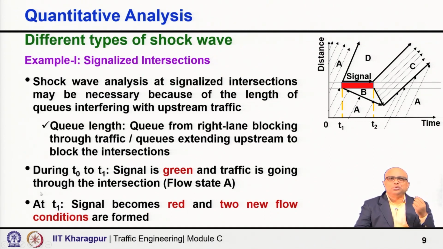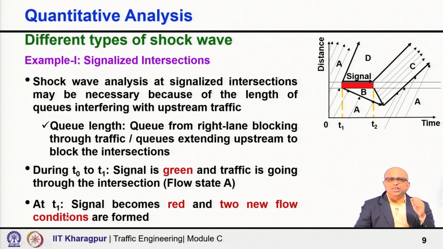So, as I said, during time t0 to t1, signal is green and the traffic is going through the intersection with traffic state A. Upstream and downstream of the signal or stop line, the flow condition is the same. So, no question of any shock wave.